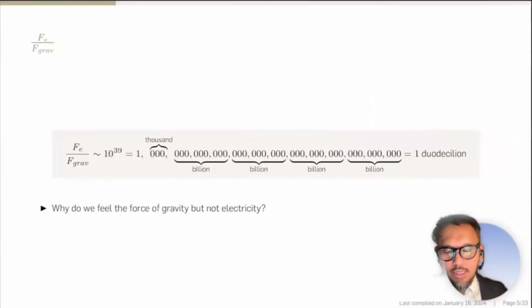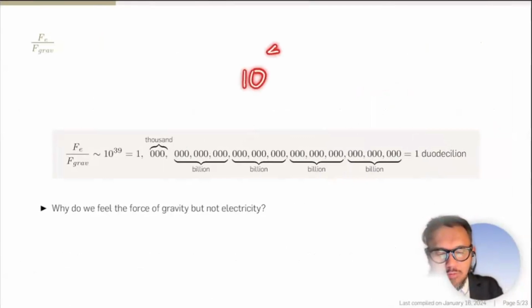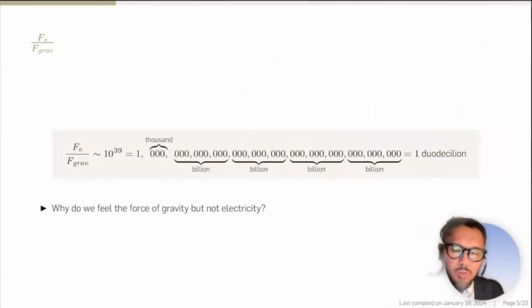And if you then compare the value, and we did this in the, I think, second lecture, the ratio is basically the number that people often use is 10 to the 40th. But if you want to be accurate, it is about 10 to the 39. And if you're curious whether there is a name for that, that's equal to approximately 1 duodecillion. So it's basically 1,000 billion, billion, billion, billion.